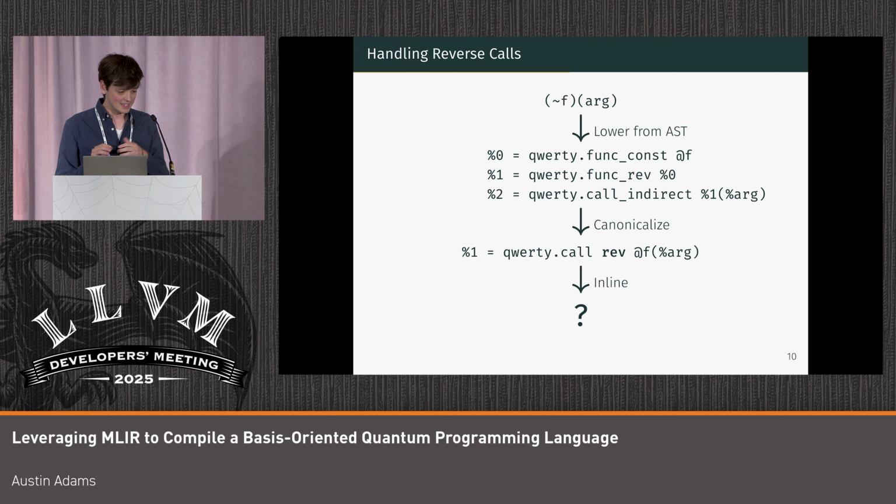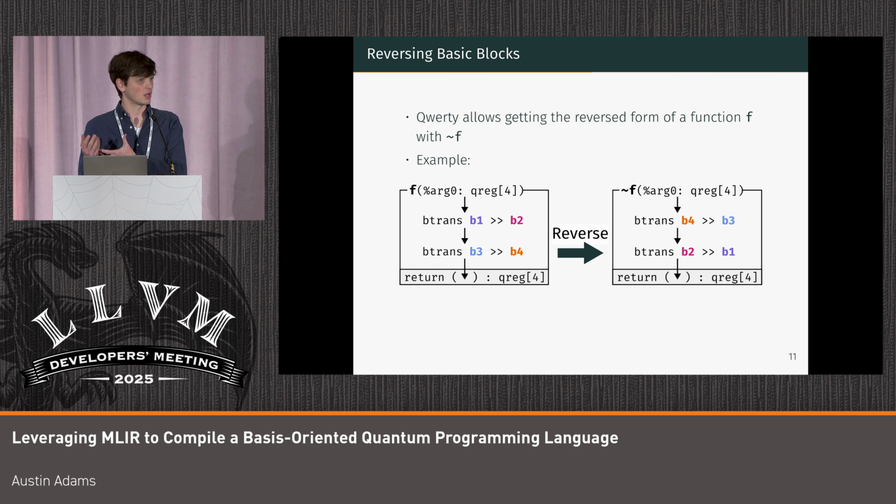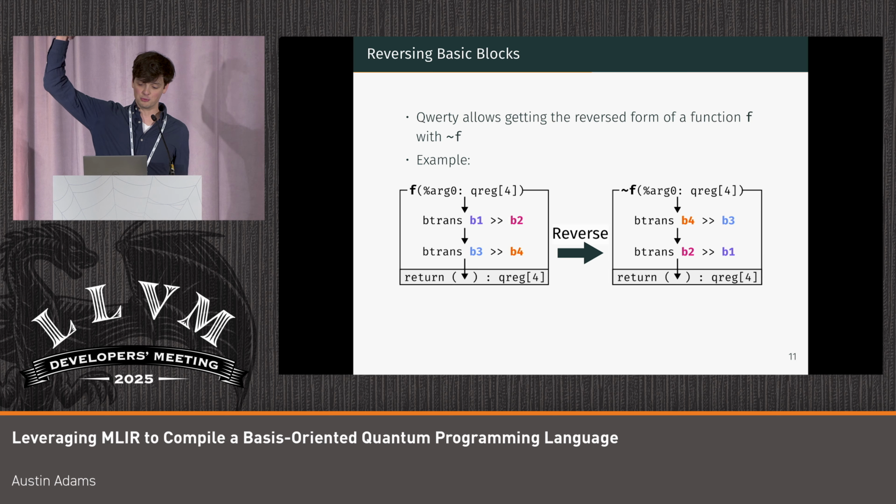Okay, so in the Qwerty dialect, and this is the same in the Qwerty language itself, it's assumed that every function that you can call backwards contains only one basic block, at least for now. So really this problem of inlining this reverse call reduces to how do you reverse a basic block. And so we do this by starting from the terminator of the basic block, and then working backwards, upward through the DAG from the terminator operands. And then, as seen on the right here, rebuilding the reverse version from top down.